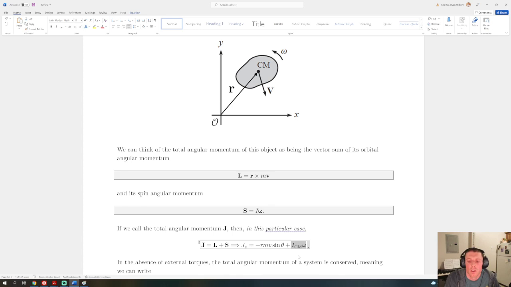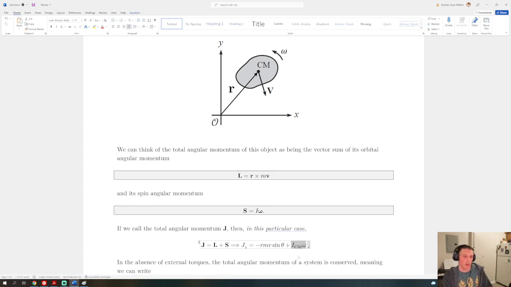The way that we see this for the I omega term is we just take our right hand and curl our fingers in the direction of the rotation. Sorry, I shouldn't have said in the direction of the angular velocity. You just take your right hand, curl your fingers in the direction that this thing is spinning, and then your thumb points in the direction of the corresponding spin angular momentum.